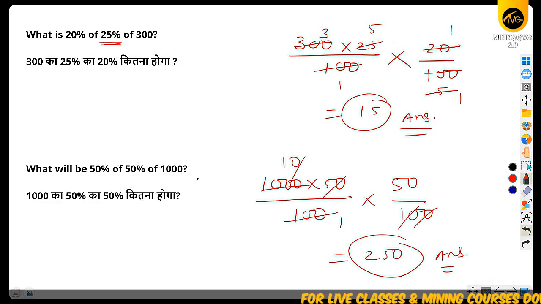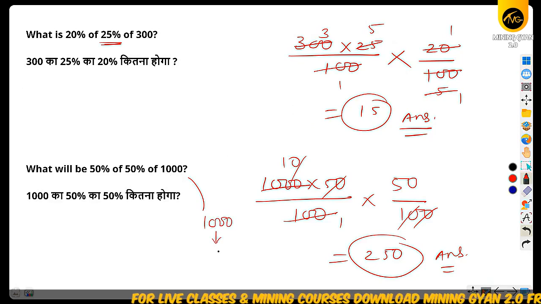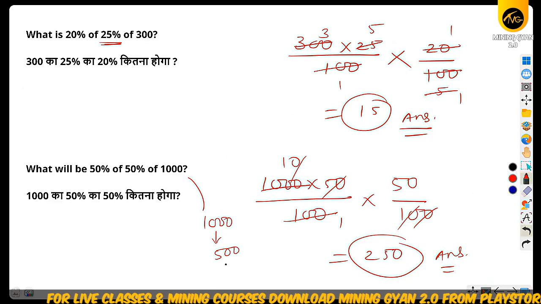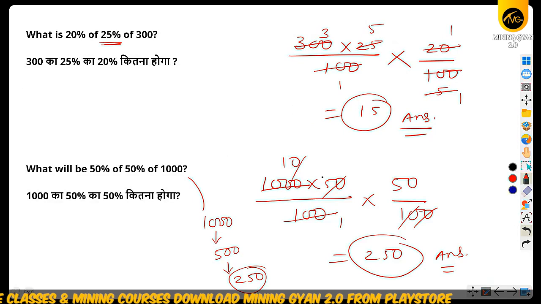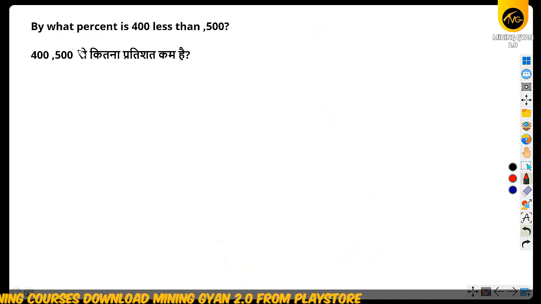That means you can consider, suppose 1000 is the total number. What is 50% of 1000? 500 is the 50% of 1000. And similarly, what is 50% of 500? Which is 250. So the logic is correct. Basically, you just multiply the percentage of percentage. Clear? Now next, by what percent is 400 less than 500?